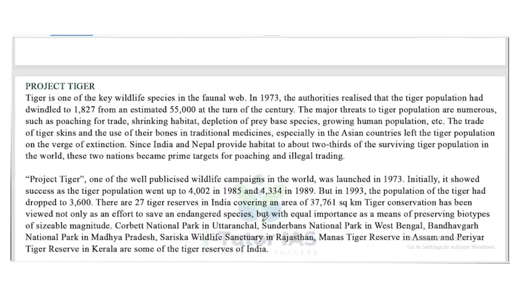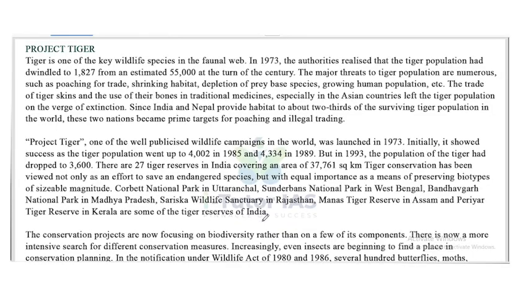Now, did you hear about Project Tiger? The tiger is one of the key wildlife species in the faunal web. In 1973, the authorities realized that the tiger population had dwindled to 1,827 from an estimated 55,000. Okay, so look at this difference, from 55,000 to 1,827.